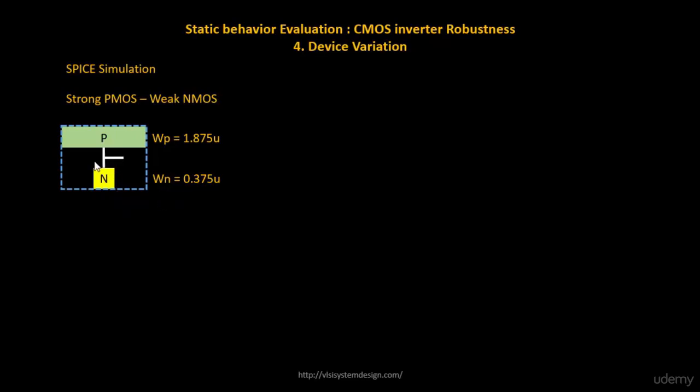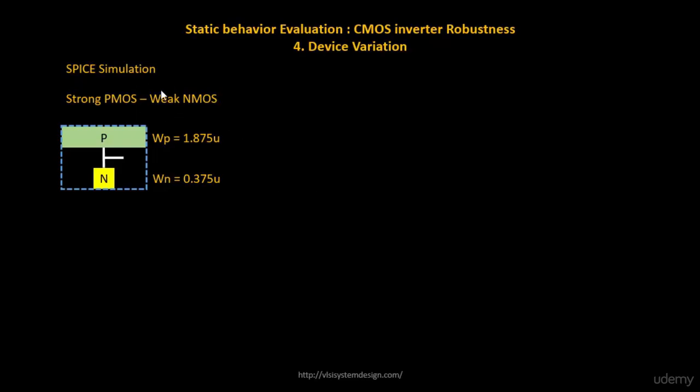On the contrary, weak NMOS means that your NMOS resistance is very high, and we have taken the least value of the NMOS width, which is 0.375 micron. So this has the highest resistance and that has the least resistance, and we will assume these are the highest and least resistance possible. 1.875 micron is the highest width that can be fabricated, and 0.375 micron is the least width that can be fabricated. That's the assumption.